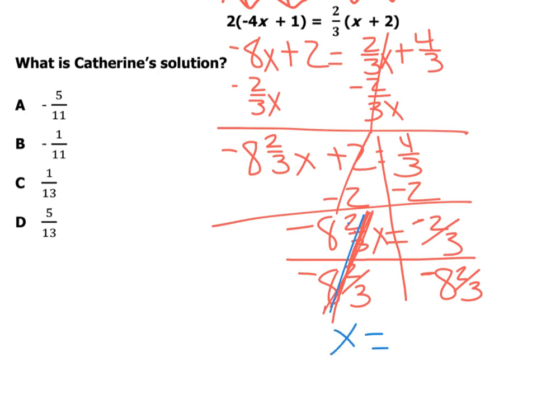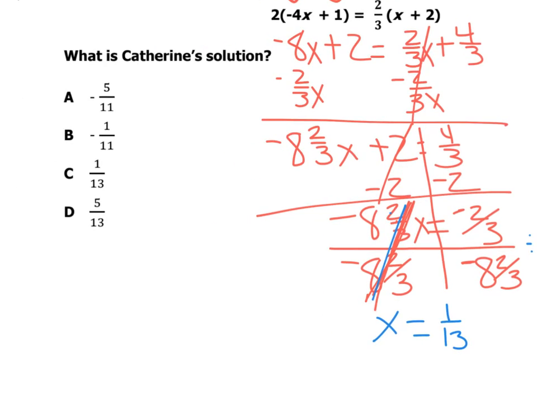And a negative divided by a negative is a positive. So I know it's going to be positive. So what's happened is I'm dividing negative 2 over 3 by negative 8 and 2/3. And you're going to get 1 over 13, which is C. If you go back in and plug in to your equation, you are going to get negative 0.6 repeating equals that on the other side too.